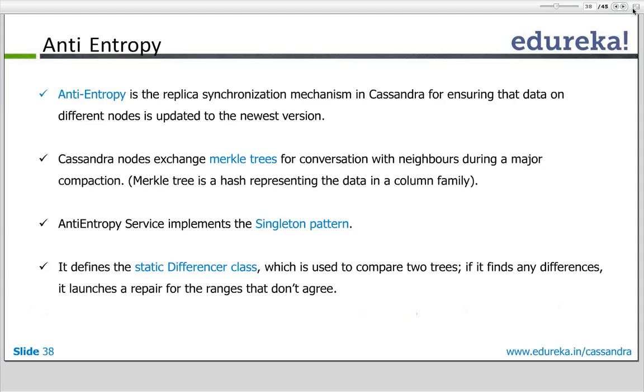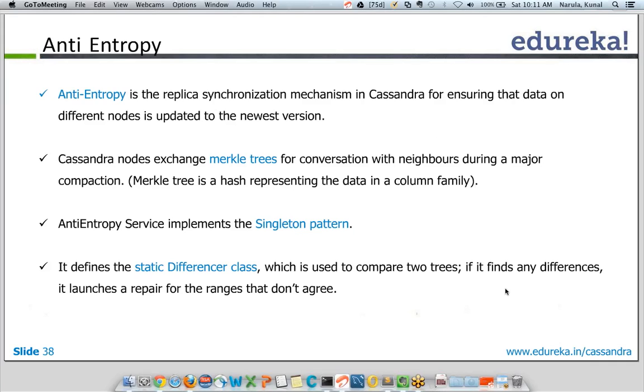Okay, so it defines the static Differencer class, which is used to compare two trees. It's a static class, and there are some static methods available in it which it calls to get the differences, and it does repairs depending on that. In the example that I told you, the age part was something that was not syncing. It will sync up the age part only.